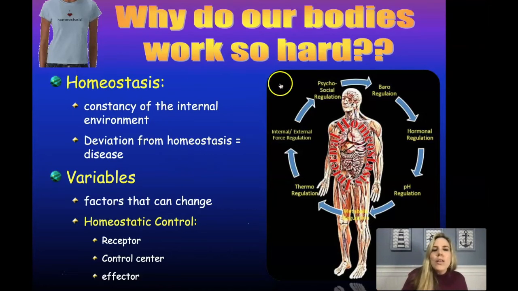And so all these different things we're looking at here that our bodies try to maintain homeostatic control over, pH, blood sugar, temperature, et cetera, these are called variables. So they're things that can change. Factors that can change are the variables in our body. And homeostatic control, to control those variables, is going to involve three things: a receptor, a control center, and an effector. So let's take a deeper look at these three things that are under homeostatic control.